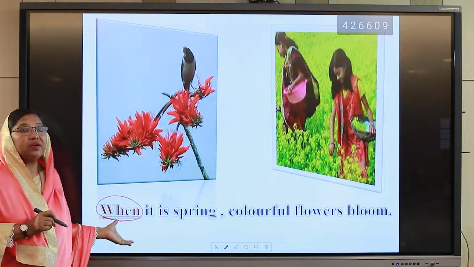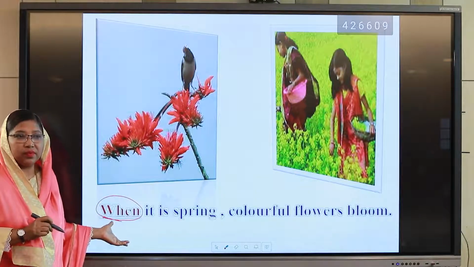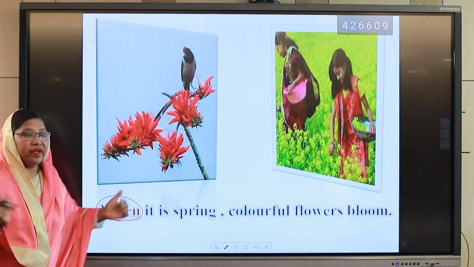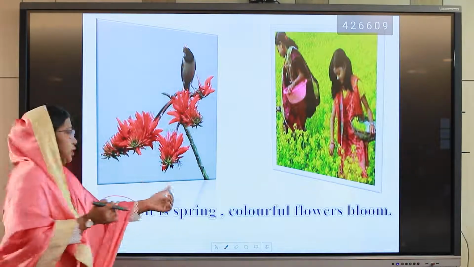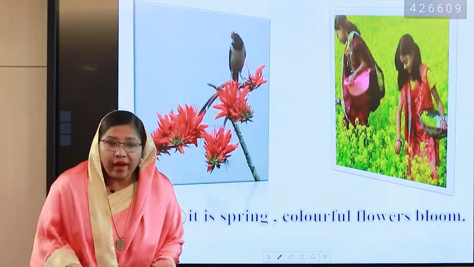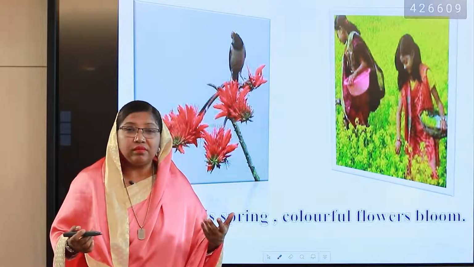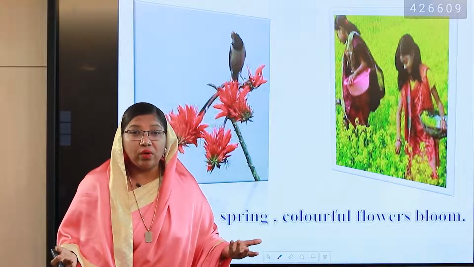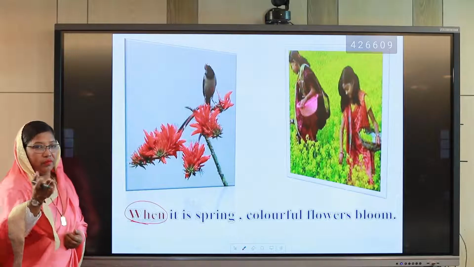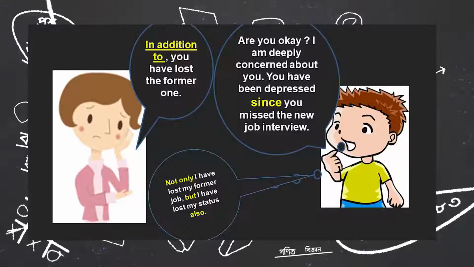When is the connector. This when has connected two parts. When it is spring, mustard fields become yellow. What a nice scenario. Finished writing? Okay. Now, look at the situation and read the situation attentively.